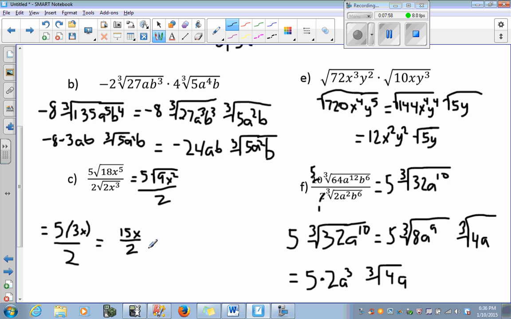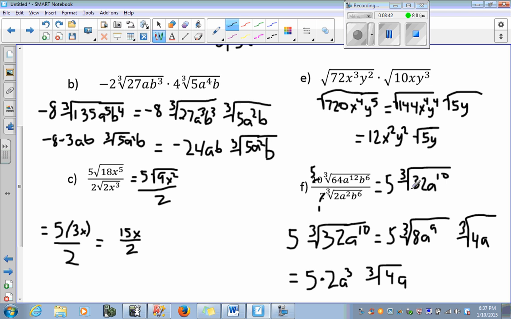Now look at F. F is a little bit more complex, but you should be able to follow me. We have 10 times the cube root of 64a to the 12th b to the 6th divided by 2 times the cube root of 2a squared b to the 6th. 10 and 2 just work out to be 5. So I just simplified the 10 and 2 to get that out of the way. Now we have the cube root of 64a to the 12th b to the 6th divided by the cube root of 2a squared b to the 6th. Since they're both to the same index of 3, I'm just going to divide these two.